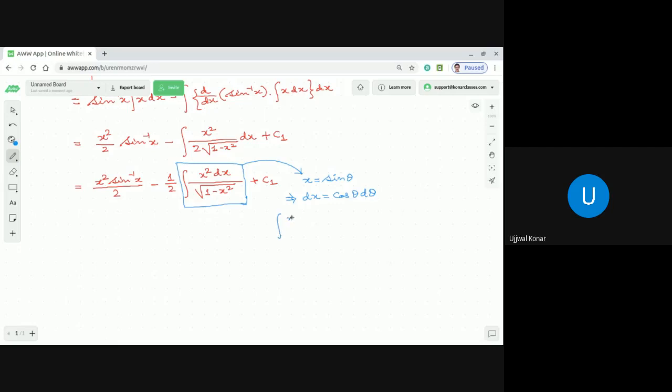So then what are we going to gain? Integration x square dx divided by square root of 1 minus x square is equal to integration x square. X square is equal to what? Sine square theta. Correct or not? Yes. Into dx is what? Cos theta d theta divided by square root of 1 minus sine square theta, which is equal to cos theta. So what we get? This is actually coming as integration sine square theta d theta. So this is one round of substitution.